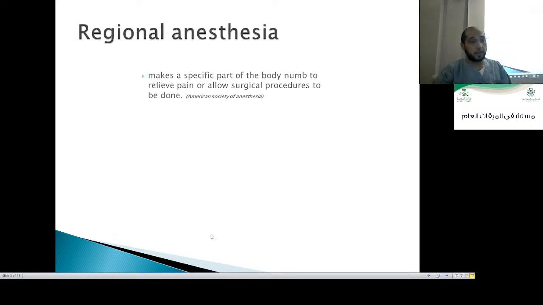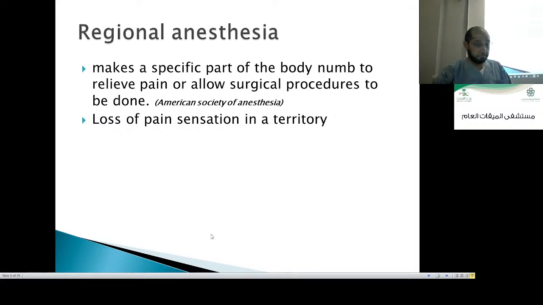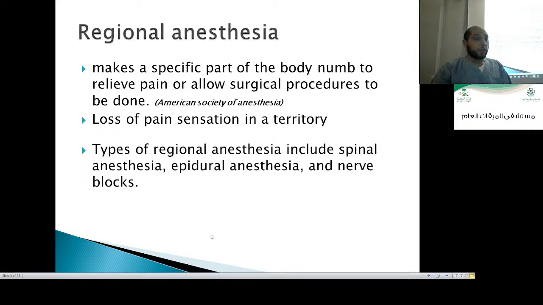On the other hand, regional anesthesia makes a specific part of the body numb with no feeling, to relieve pain or allow a surgical procedure to be done. In other words, loss of pain sensation in a territory. If you notice in this definition, regional anesthesia is concerned with pain, not with consciousness, which is our goal from the start. We have a lot of types of regional anesthesia. The most common are the spinal and the epidural, and something also called nerve blocks. So if we use nerve blocks, we can block a region by itself, a hand, an arm, a leg, a foot, a finger, even a small patch of skin in your body.